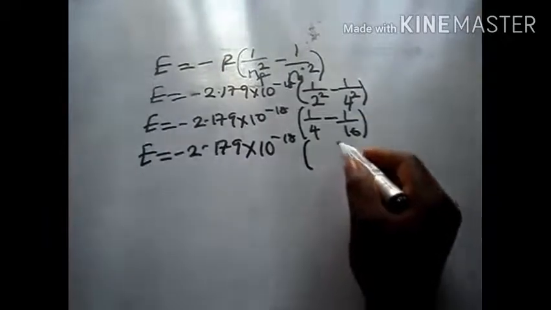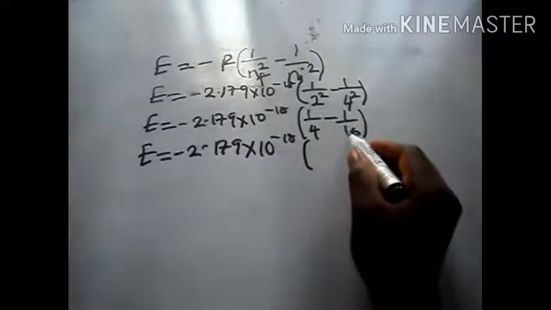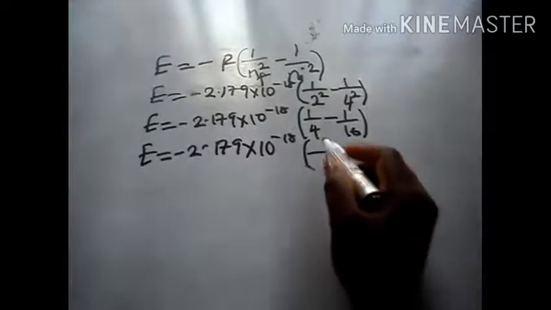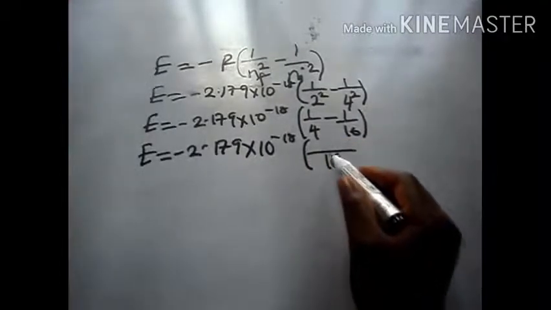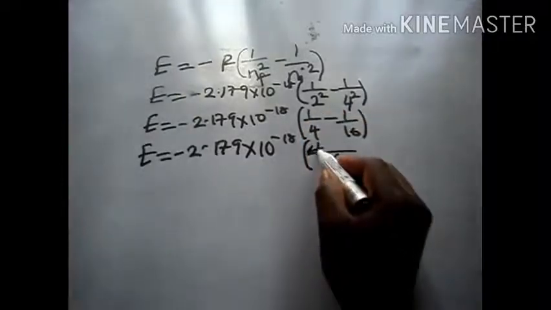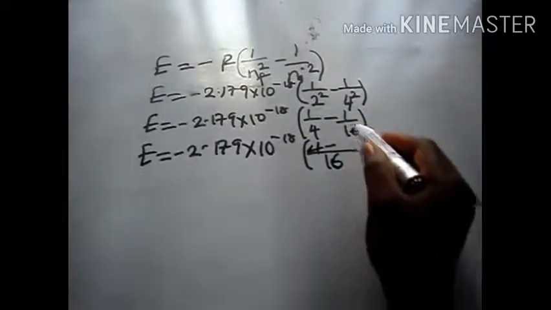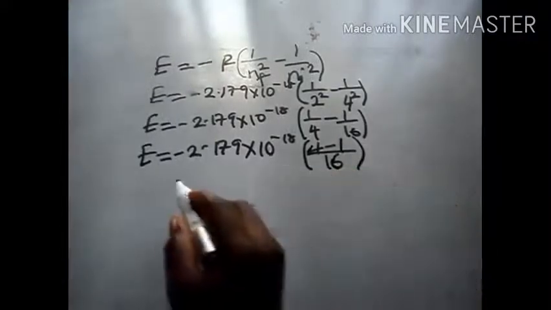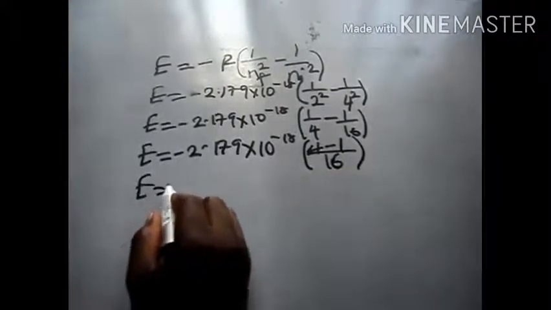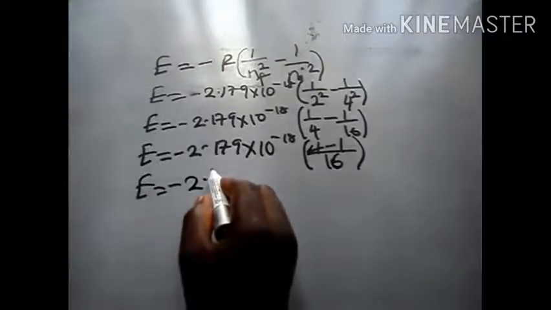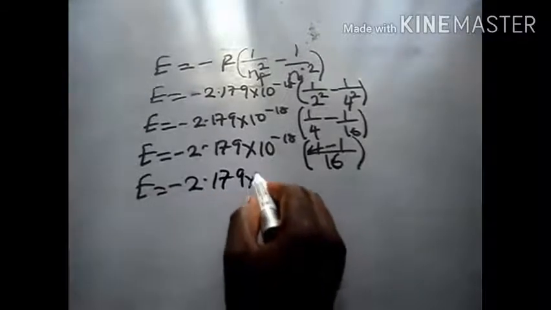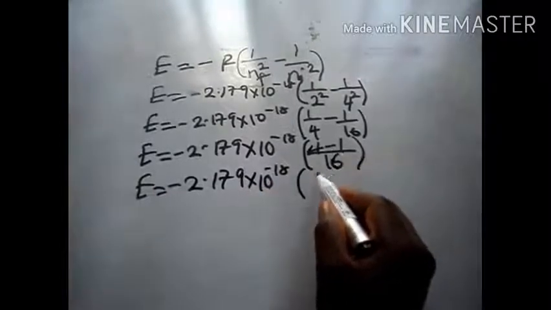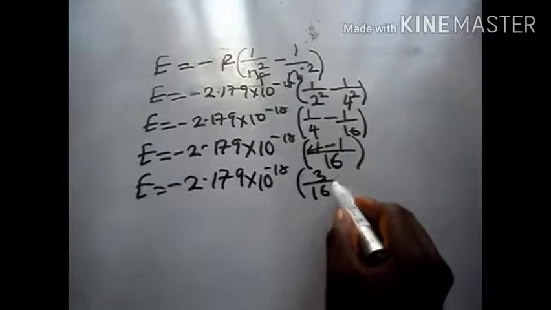So let's open this bracket. The LCM of 4 and 16 is 16. So 4 in 16 is 4. 4 times 1 we have 4. Our minus, our negative, and 16 in 16 is 1. 1 times 1 is 1. So we have negative 2.179 times 10 raised to power minus 18. Here 4 minus 1 is 3 over 16.